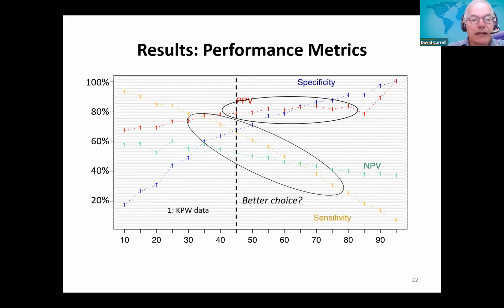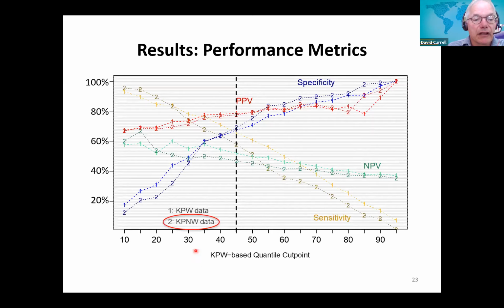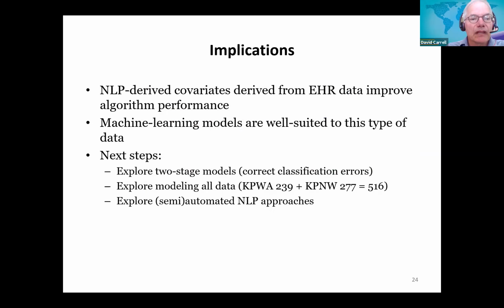We took this model then and applied it exactly as curated at Washington to the Kaiser Northwest data, and here are the results. PPV at the external validation site was very similar. We do see a bit more degradation in sensitivity, but still not poor sensitivity. So the implications: the NLP-derived covariates did improve algorithm performance substantially, and machine learning models were well suited to this type of data. In our next steps, we're going to explore some other modeling.